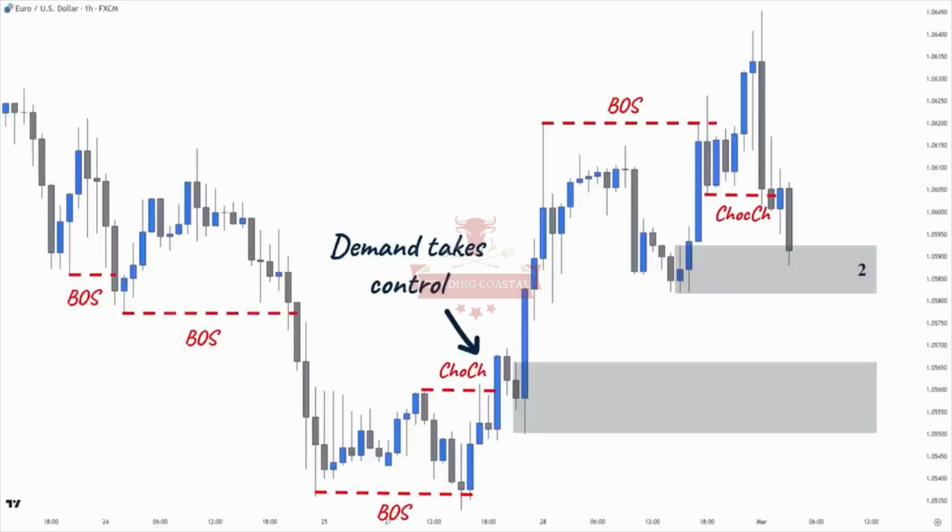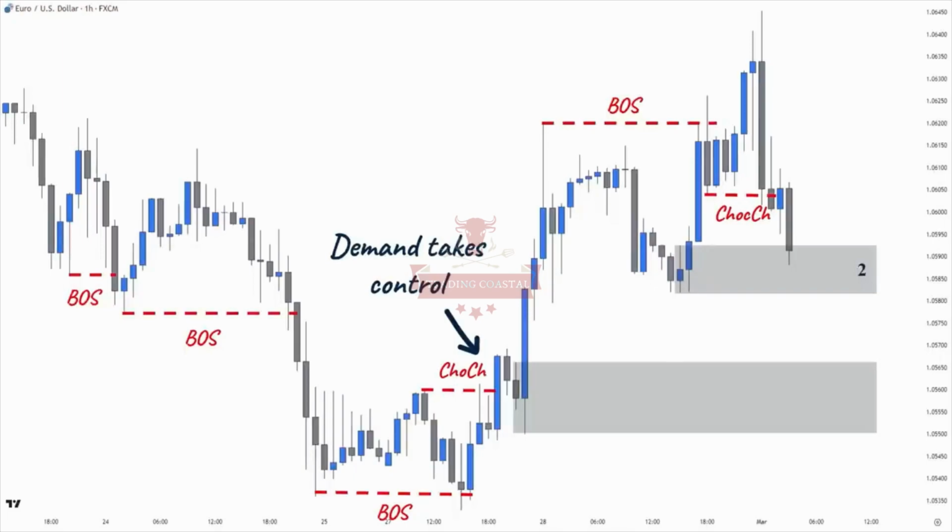The reason is that we have a clear inefficiency and a valid demand area right below it, which could act as a magnet for the price to come and fill the gap, grab the liquidity, and continue pushing upwards. We will discuss this concept in detail later in the market structure section. For now, let's focus on the second setup we have.